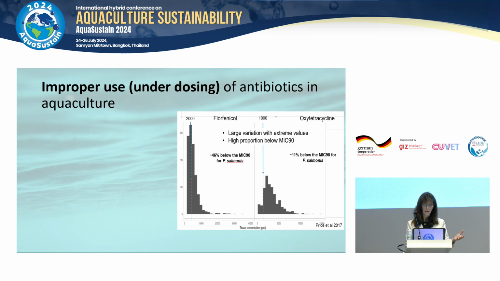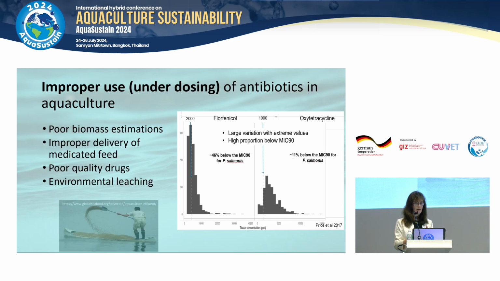So with small-scale farmers, part of the reason we have this underdosing is that we're mass treating a huge population. We're not pilling every animal, so they eat differently. Some of them are sick. They might not get the dose as much, this kind of thing. But we sometimes have poor biomass estimations, so we're not even giving the right amount to the whole population. We have improper delivery of medicated feeds. We have poor quality drugs, and we have environmental leaching. And I want to spend a little bit of time on these problems when it comes to Hong Kong, or I think for most small-scale farmers.